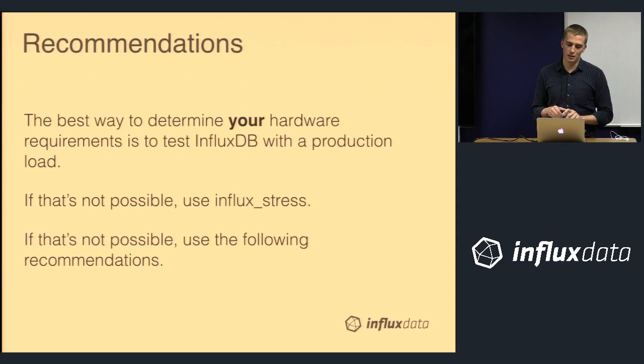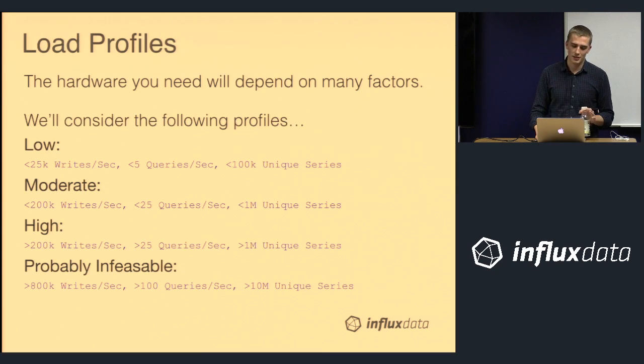If that's not possible, try to do your best to approximate your anticipated production load with our stress tool, which is called InfluxStress. It ships with every package of InfluxDB, and it's pretty easy to set up a schema in that that will write whatever you think your line protocol is going to come in as. And if that's not possible, then at the very last, you can use these general recommendations to start with your initial box or something like that.